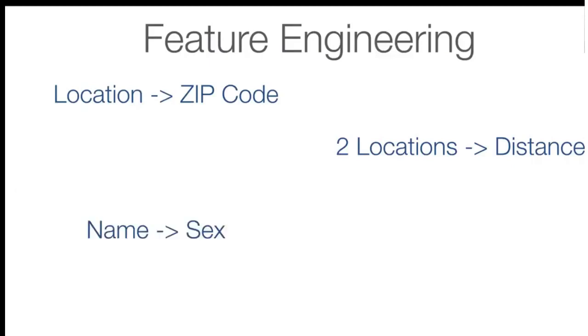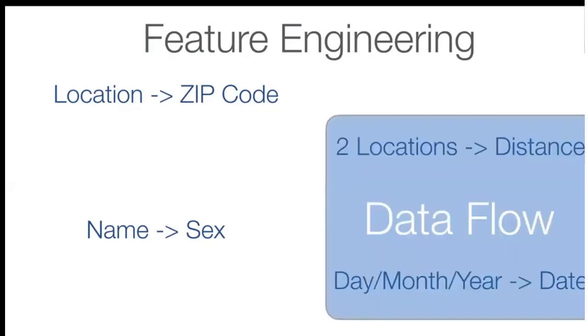If I have the name of a person, I may want to understand the sex of the person. If I have day, month, year in multiple columns, I want to combine them into a unique column called date, for example. You can immediately understand that the 2 transformations on the right are easily achievable with data flows again. They are pretty much standard ETL transformations.